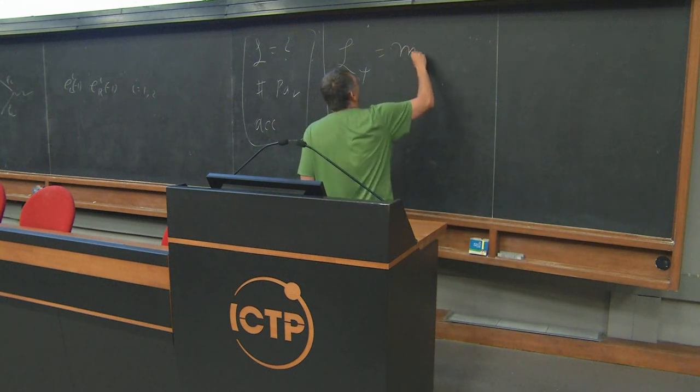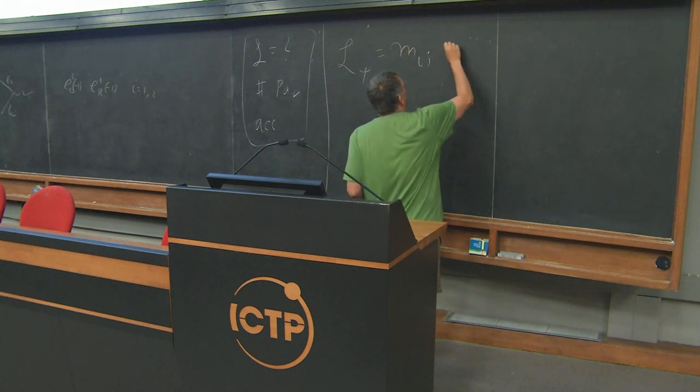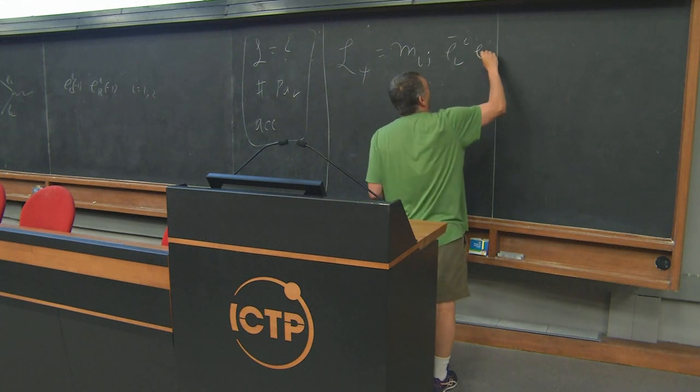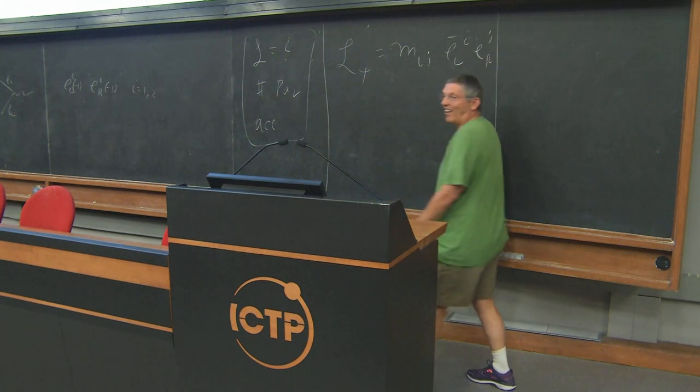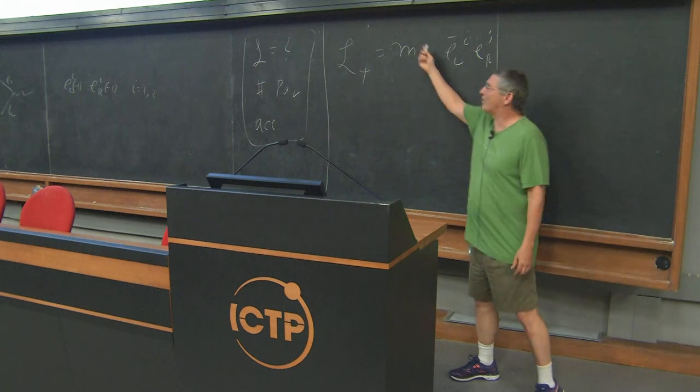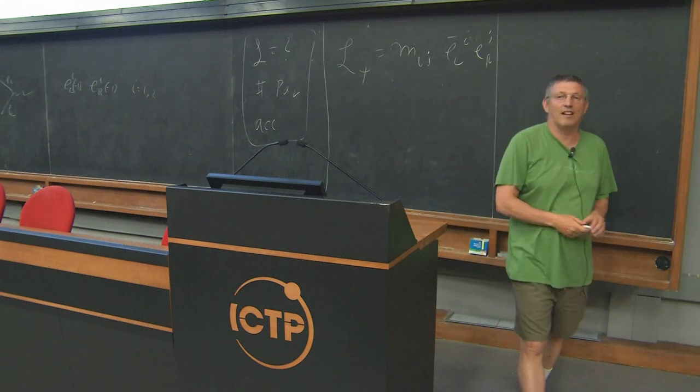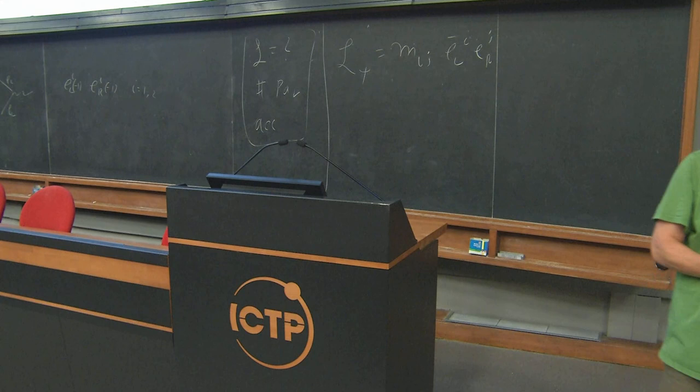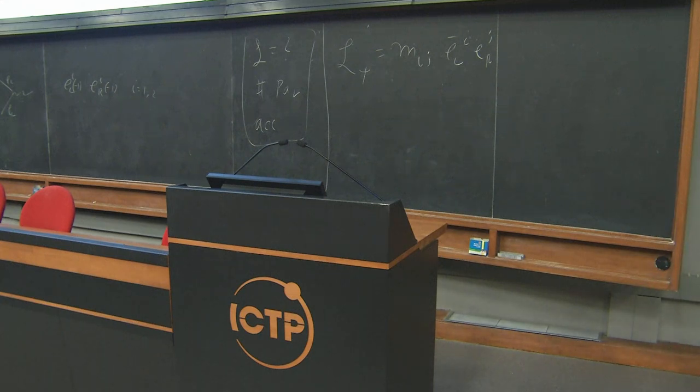So what I have now is m_ij, e_L bar i, e_R j. And I want to emphasize the fact that this is a matrix. And how many parameters are there in this matrix? 4? Maybe it's complex, so maybe it's 8.